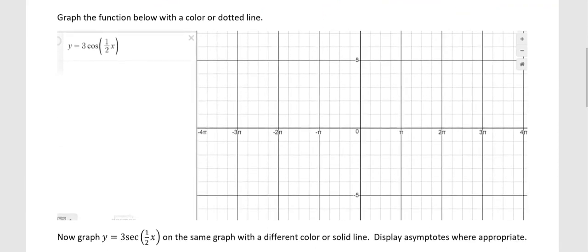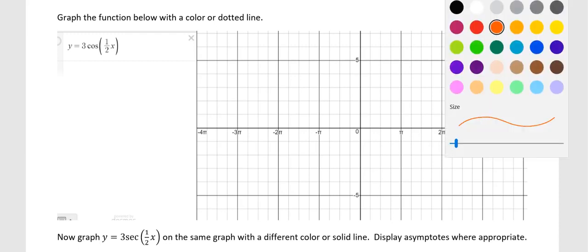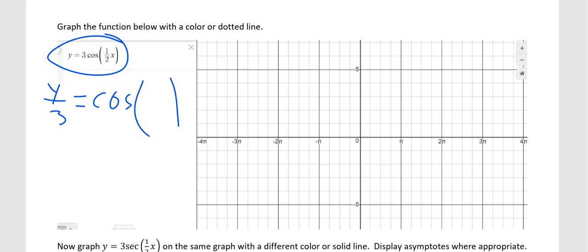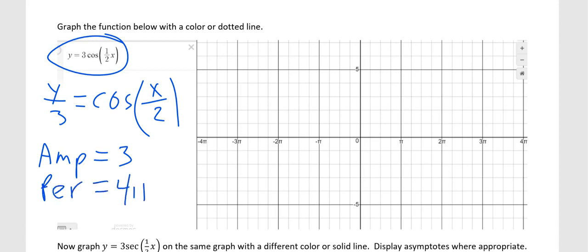Okay, here's the next one. So your first one is whatever color you want to start with. I'll choose blue to start with. Or you could do a dotted line if you want for your cosine function. We can put it in fireproof form. Y over 3 equals cosine of what? X over 2, right? So what's my amplitude? 3. What's my period? 4 pi, right? We doubled it. We started with the original period and stretched it by a factor of 2.